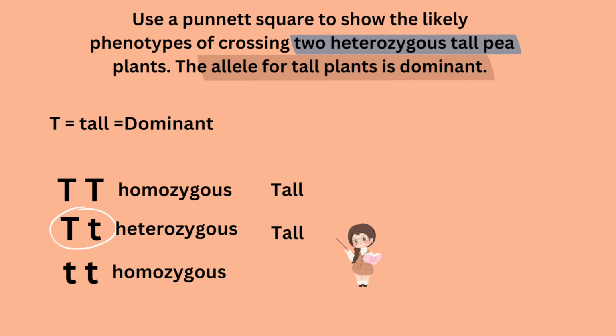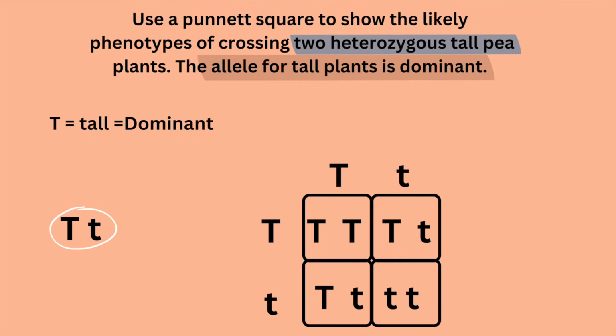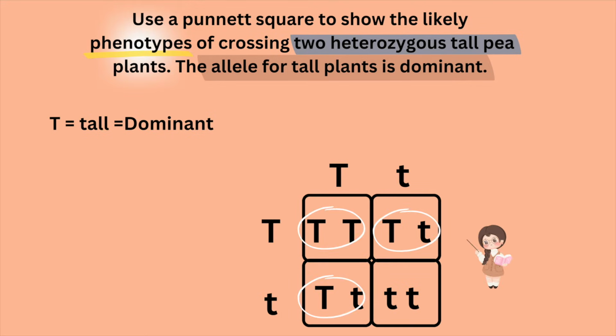So we're going to take this genotype and put it in our Punnett square. Big T, little t represents both of our parents in this particular problem. So next, let's fill in our boxes with possible offspring. The question is asking for the likely phenotypes. Phenotypes is referring to the observable traits like tall or short. Three of these squares will yield a phenotype of tall because they all have a big T. That one left over, little t, little t, will yield a phenotype of short plant because it is two little t's.